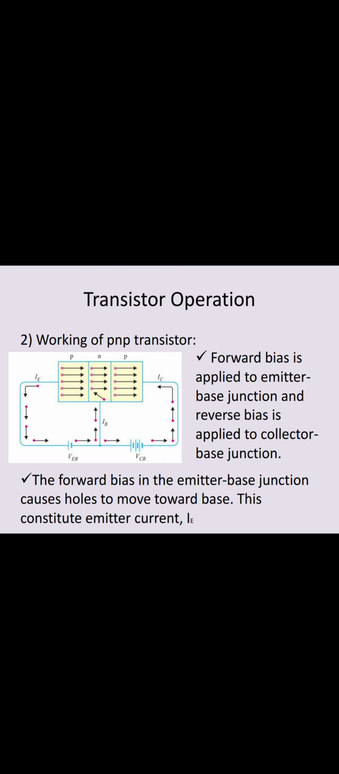For PNP transistors, current enters the transistor through the emitter terminal. Like any bipolar junction transistor, the emitter-base junction is forward biased and the collector-base junction is reverse biased. We can easily tabulate the emitter, base and collector currents as well as their voltages.